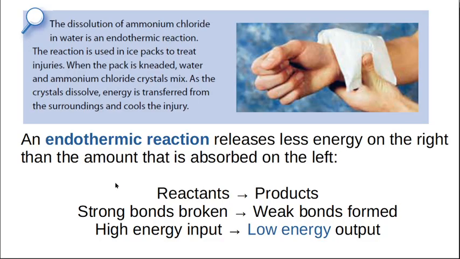So if you have a look at what's going on, an endothermic reaction releases less energy on the right than is absorbed on the left. So what happens is you've got reactants going to products. The reactants have strong bonds, but the products have weak bonds. So you put a lot of energy in, you get very little energy out. And the only example that's easy to think of is if you dissolve ammonium chloride. These packets, you break the packet, and then this endothermic reaction happens. They mix water with the ammonium chloride, and you get a little cold pack, a temporary cold pack.